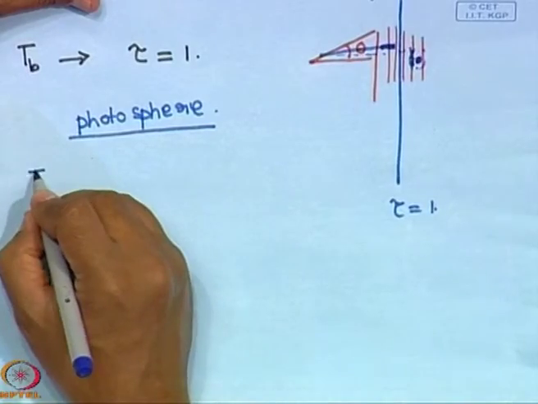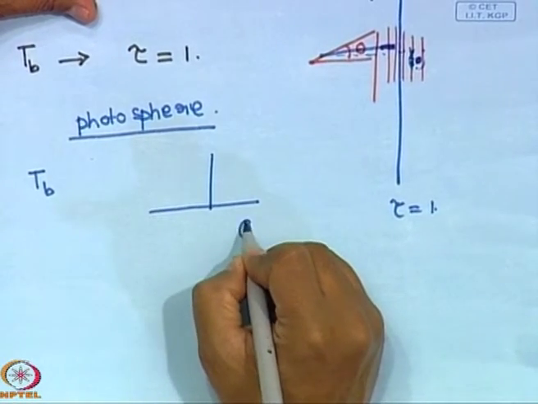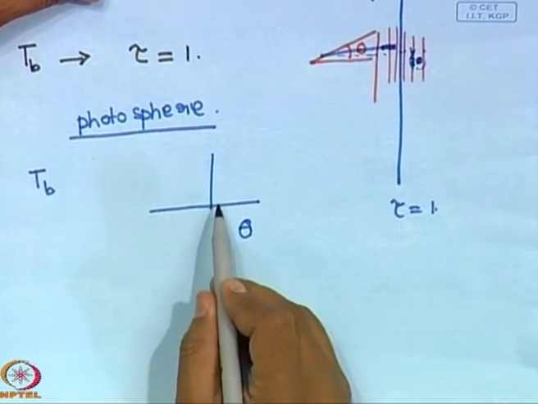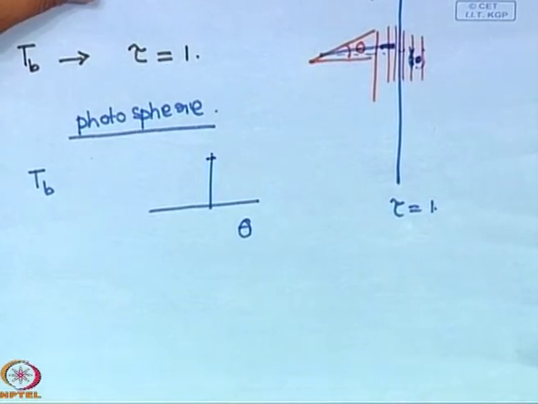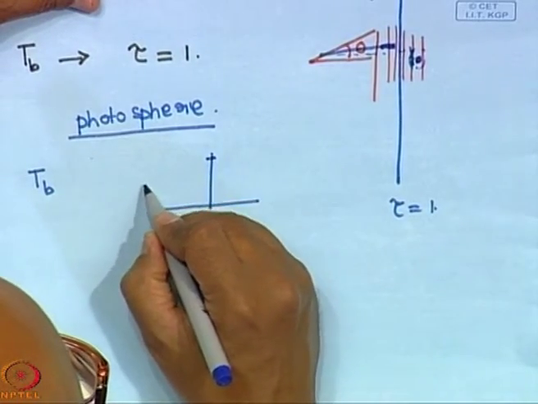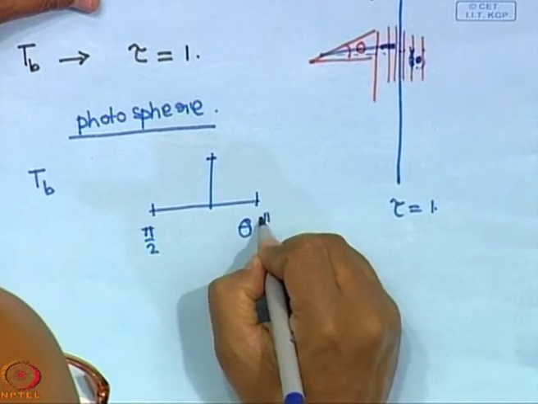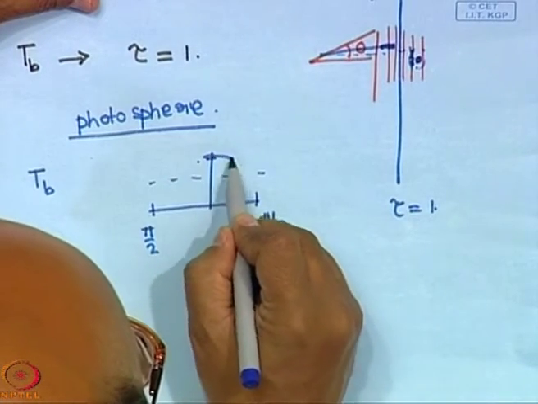The second point is that the temperature of the radiation, if you plot it as a function of theta, when you look straight into the sun, the temperature will have a value T naught plus A. When you look at a grazing angle it will fall. So, the temperature profile, this is pi by 2, the temperature profile will look something like this.